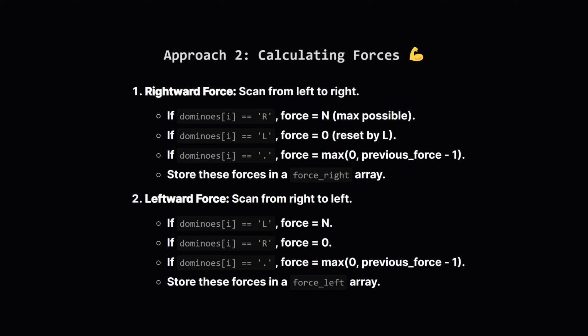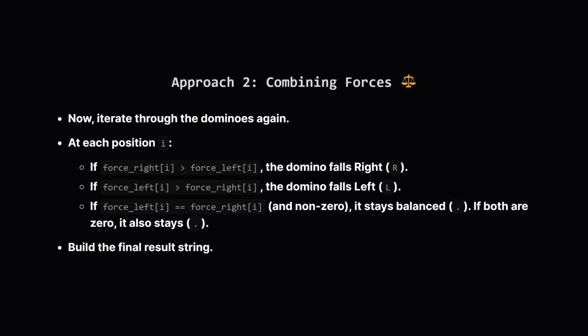Second pass, right to left, calculating the leftward force. Same idea but mirrored. Start with 0. Cn force jumps to 0. Cn force drops to 0. C a dot, force decreases by 1 from the previous right side position. Store these two.